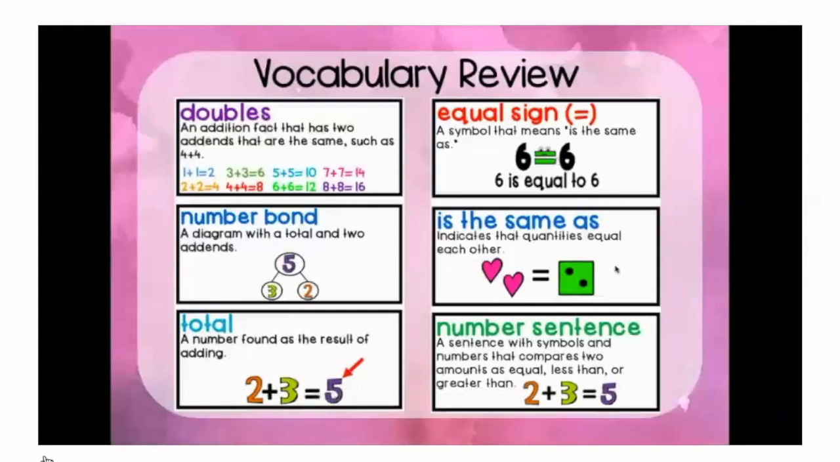We're also going to talk about is the same as. That indicates the quantities are equal to each other. Just like 2 hearts are equal to the 2 dots on a number cube. They're the same as. A number sentence. That is a sentence with symbols and numbers that compares 2 amounts as equal, less than, or greater than. We're going to talk more about number sentences.